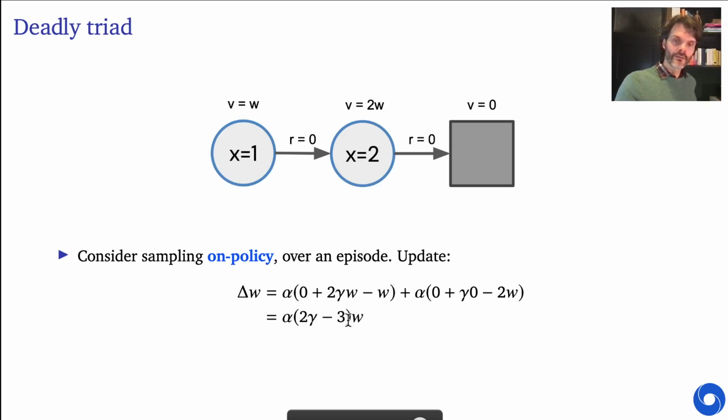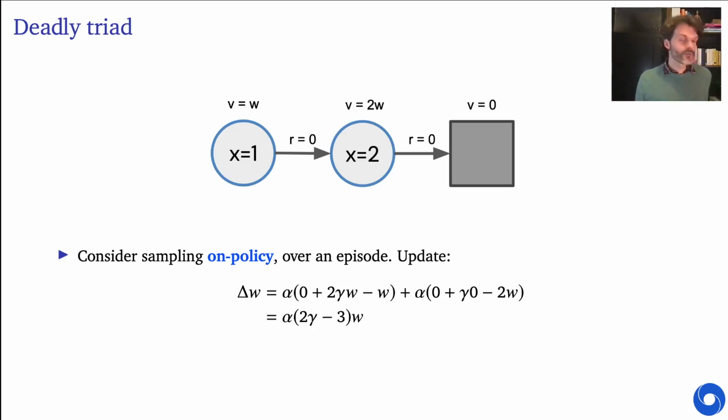And note that the term inside here is now negative for any discount factor smaller or equal to 1. Which means that if your weight happens to be positive, it would push it down. If your weight happens to be negative, it would push it up. And that is exactly what we want in this case, because the optimal weight here is 0. Just in this example, right? Not generally the case, but in this example it's 0. And we can see that the dynamics are such that indeed, if you're larger than 0, you will get pushed towards 0. If you're below 0, you will also get pushed towards 0. So this seems to be working.